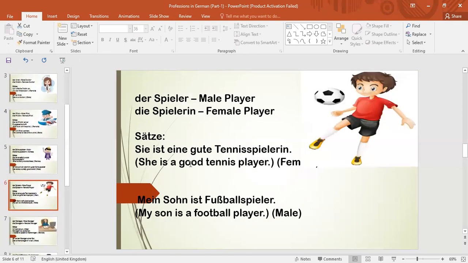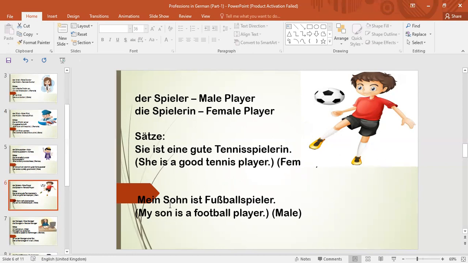We have Spieler. Spieler means a player. So again, here it is different for the male and for the female. So der Spieler means a male player. The Spielerin means a female player. So here are the sentences. Sie ist eine gute Tennisspielerin. So she is a good tennis player.